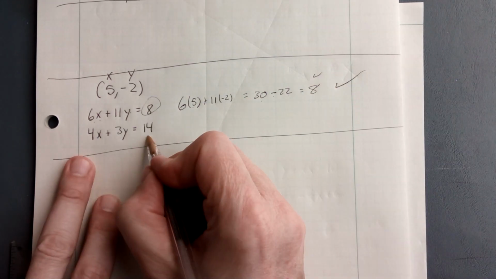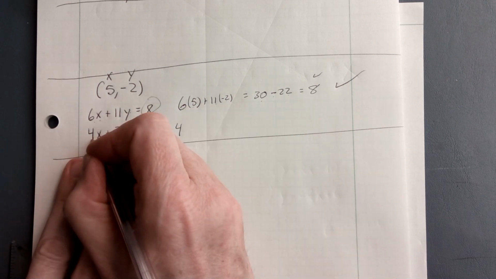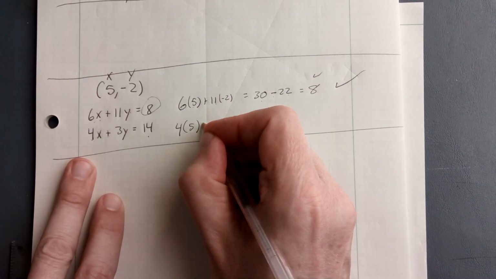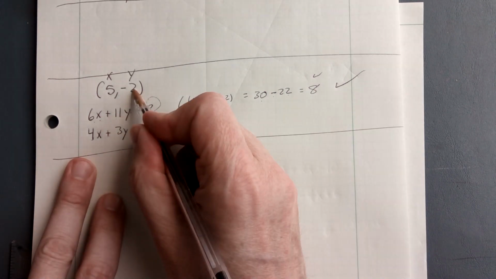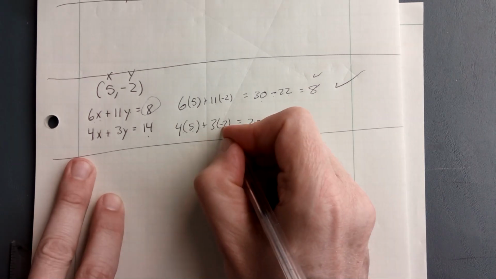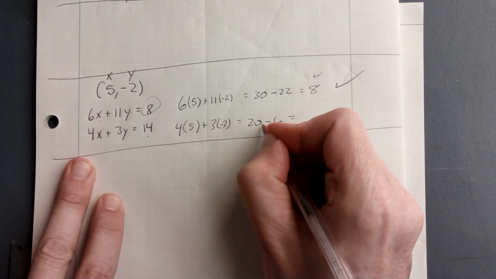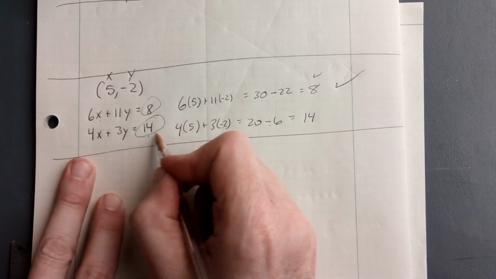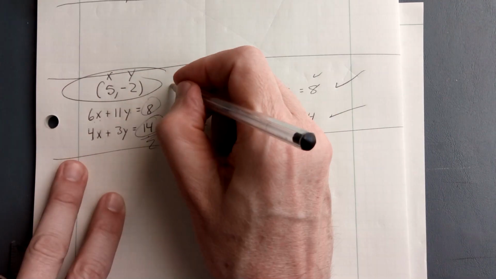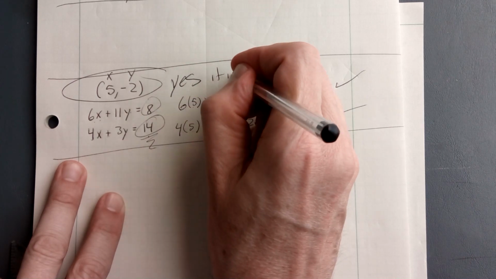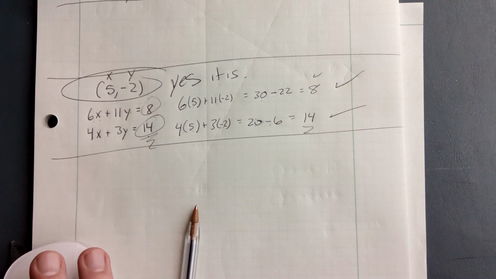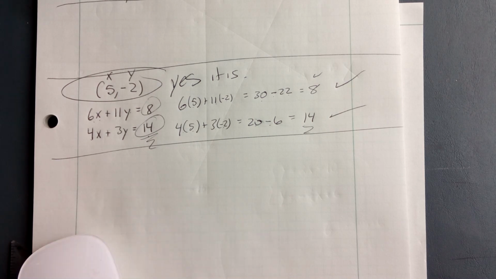Now let's see if it works in the second equation. I'm going to take this 4, times it by my x value of 5, plus 3 times my y value of -2. Well, that's going to be 4 times 5 is 20. 3 times -2 means I get a -6, and 20 minus 6 is 14. And lo and behold, that's what I should have got, 14. It worked. So this is a solution to the system. Yes, it is. So again, all you're doing is trying the points in both equations, but don't stop at just one. Make sure you check both equations.